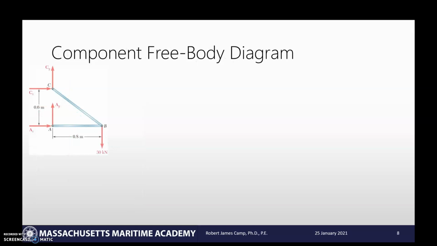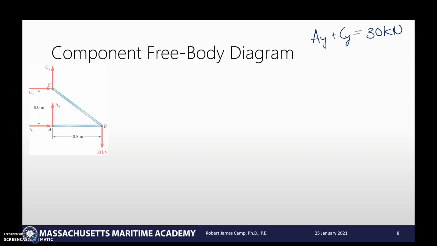There's our overall structure. And so this is our free body diagram. And remember the last equation, we do have that last equation from the structure that told us that AY plus CY has to equal 30 kilonewtons. So this is the equation. We're going to come back to this equation, but we need more information.